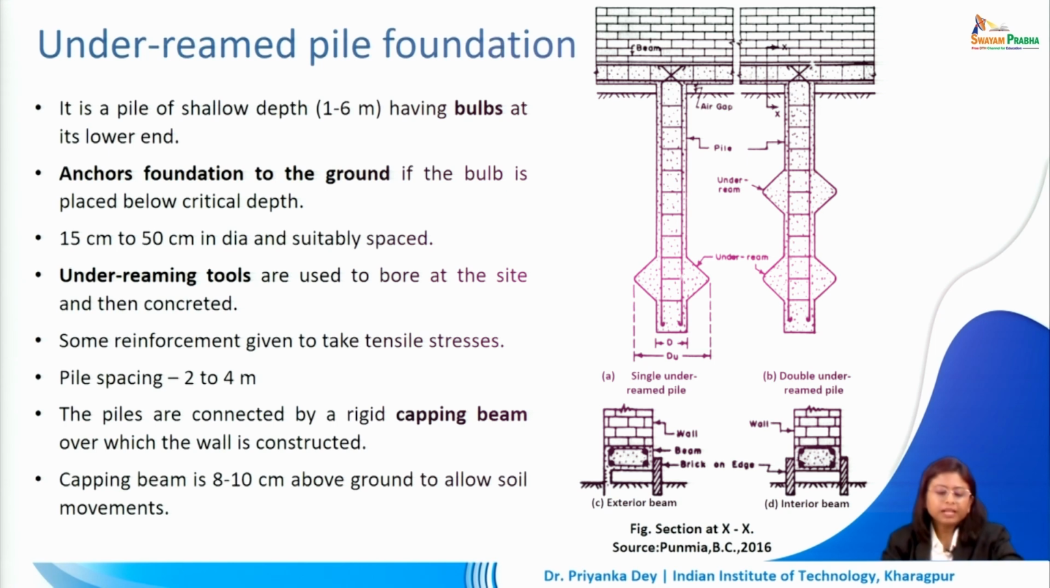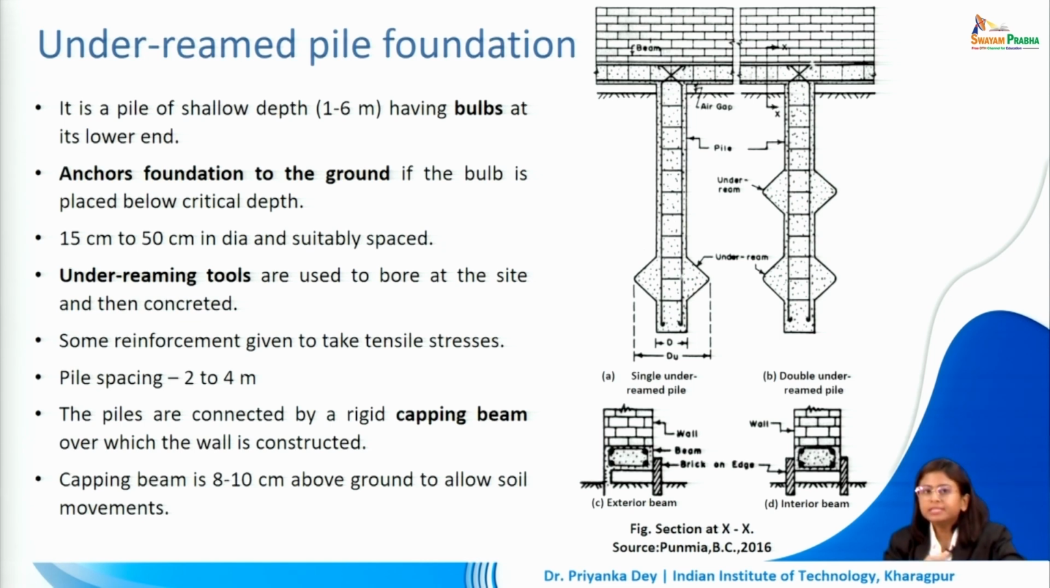Now underream pile foundation is applicable to a depth of 1 to 6 meters. It has bulbs at its lower end. It helps us to anchor the foundation to the ground because this bulb is placed at a critical depth where the bearing capacity of the soil is more. We are able to anchor our building with the help of these bulbs. Now these bulbs are created with the help of underream tools.